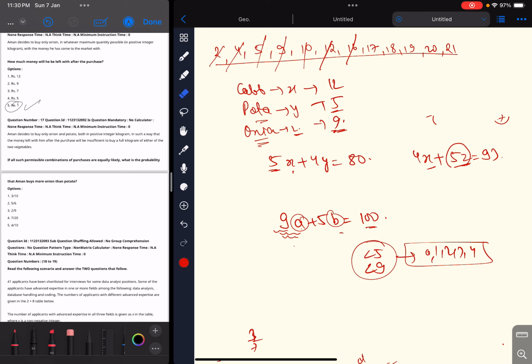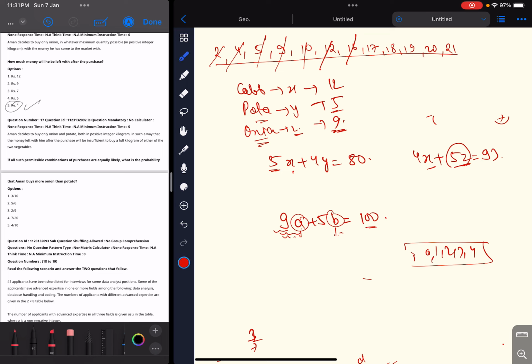Okay, so let us start. What is the maximum he can buy? We know that he will buy in integers. The first value is 11, he can buy 11. 11 will be 99, so b will become 0. So this is not possible.